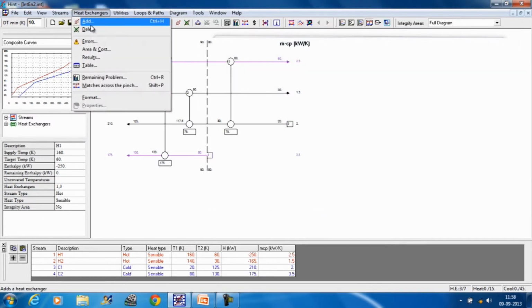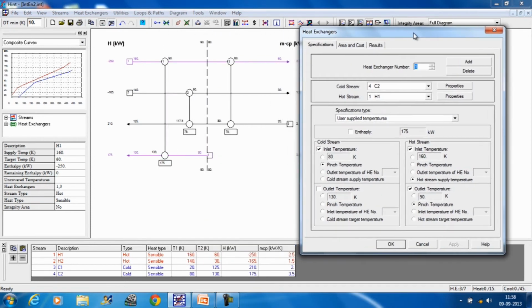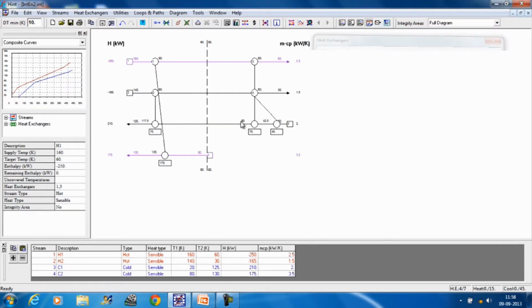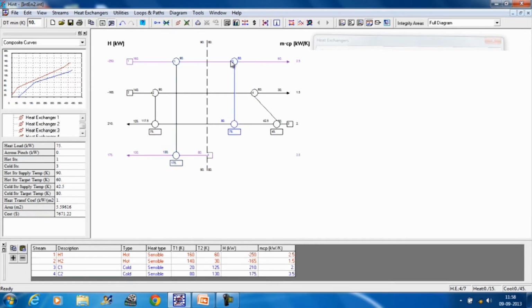Then I go for the heat exchanger, add, and put up my 4th heat exchanger between the number 2 and number 3 streams. So, add 4th heat exchanger. So, my cold is number 3 and hot is number 2, and the enthalpy of this heat exchanger is 45. My cold inlet temperature is the cold supply temperature and hot inlet temperature is my pinch temperature. So, I say OK, it puts a heat exchanger here.